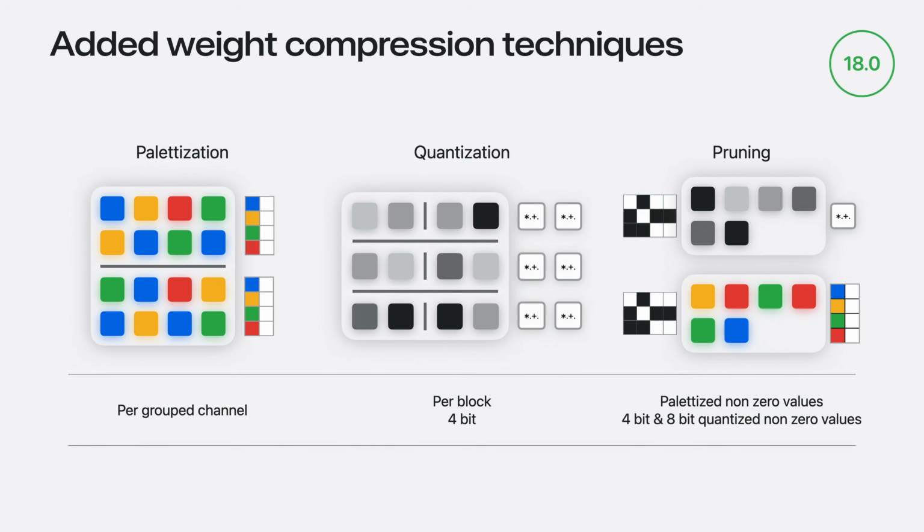To summarize, in iOS 18, per-grouped channel palletization increases the granularity by having multiple lookup tables. It shines on Apple Silicon with Neural Engine. In addition to per-block quantization, we have also extended support from 8-bit to include 4-bit quantization. This mode is especially optimized for GPUs on Macs. Finally, now you can combine sparsity with the other compression modes, which works well on your engine.